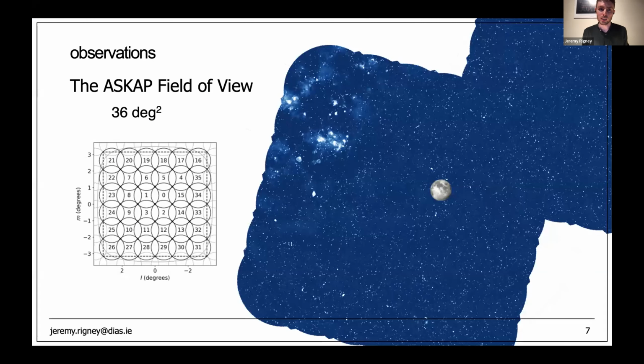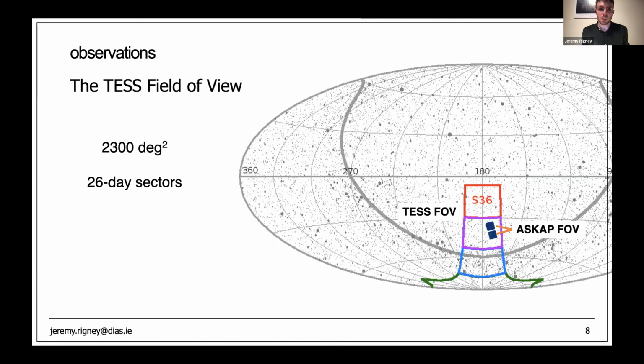Just to give you a visual idea of how large the ASKAP field of view is, I've just included a full moon overlay here over one of the full beam widths, and there's another one over there. So you can see the 36 dishes overlap in each of their beams to give you this huge field of view. And we wanted to co-observe with TESS.